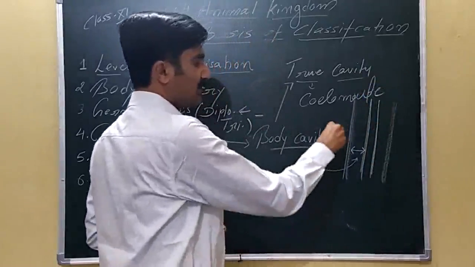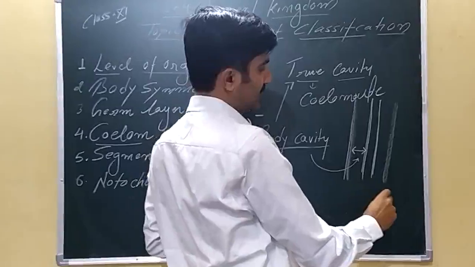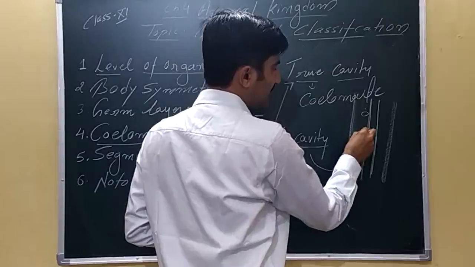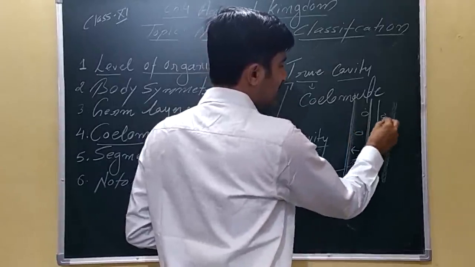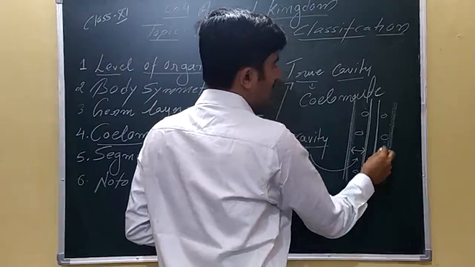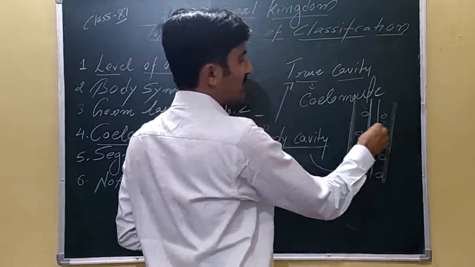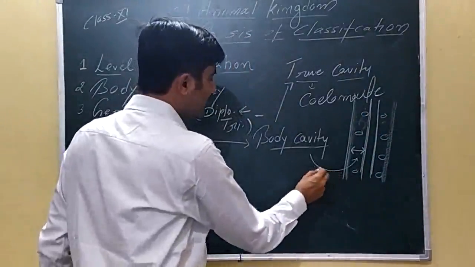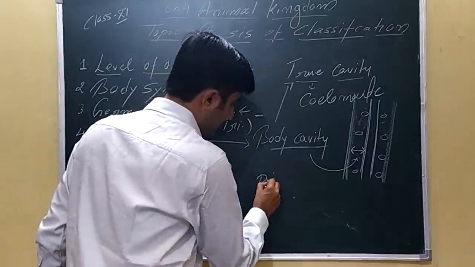Okay. Now if this body cavity is present, but it is vacuolated. Vacuolated means most of the cells are present, but in between some space is present. It means there is no true cavity present. Most of the space is filled, and in between some space is present. Then we use the word pseudocoelomate.